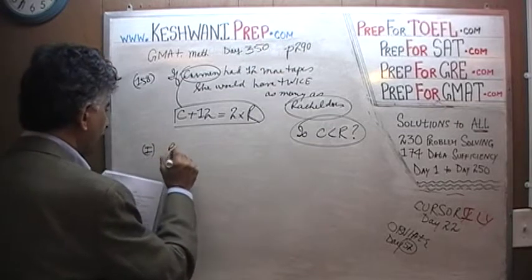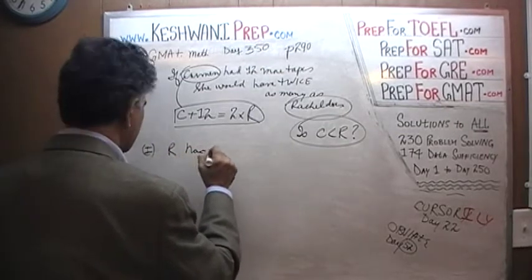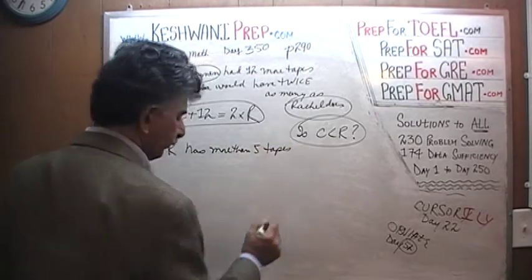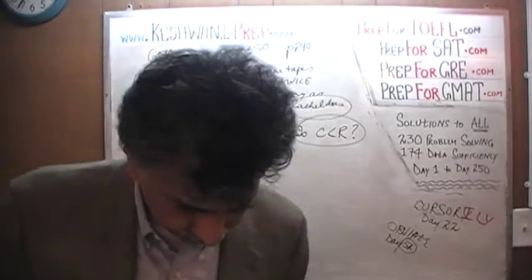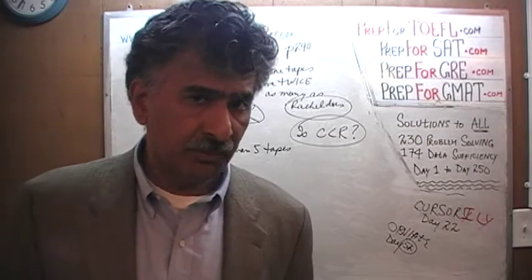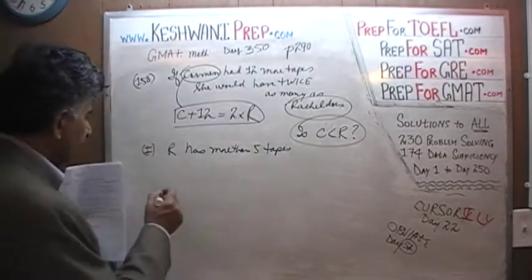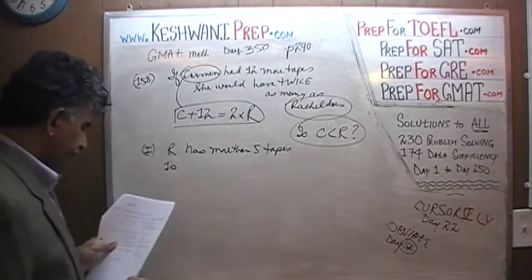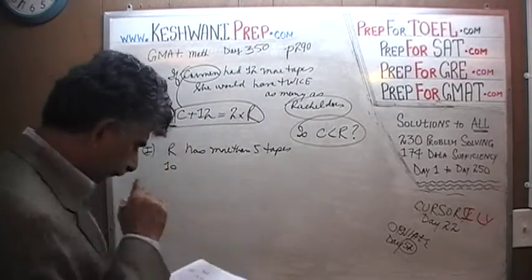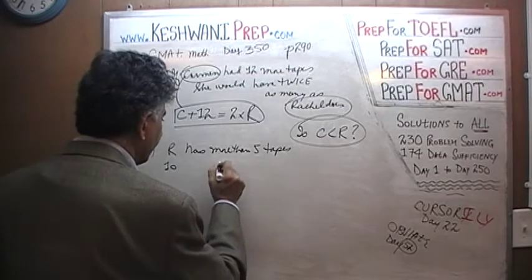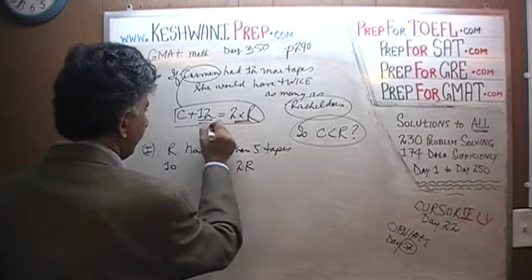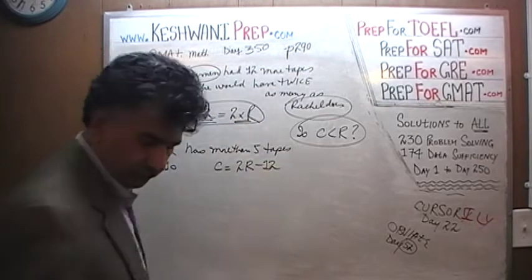In the first statement, they tell us that Rachel has more than 5 tapes. That's all they tell us. They tell us that Rachel happens to have tapes that are more than 5 in number. Let's plug in a couple of numbers and see what happens. Let's pretend that Rachel has 10 tapes. If Rachel has 10 tapes, then we know that the number of tapes that Carmen has has to be 2 times R minus 12.